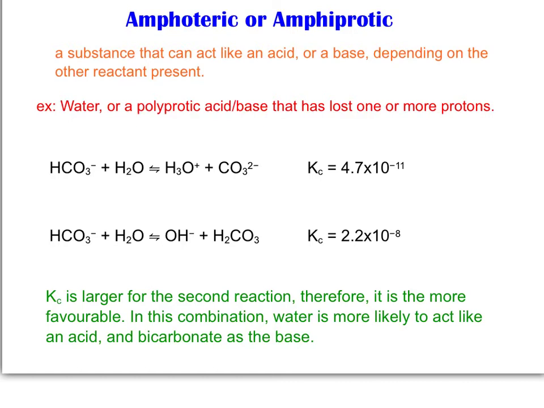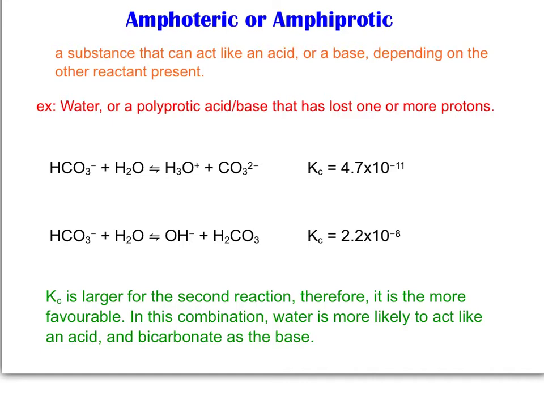So in the reaction seen here, we have the bicarbonate ion and water reacting, and it can go one of two ways. Water can either act as the base and accept another hydrogen, or water can act like the acid and donate one of its hydrogens to make carbonic acid.